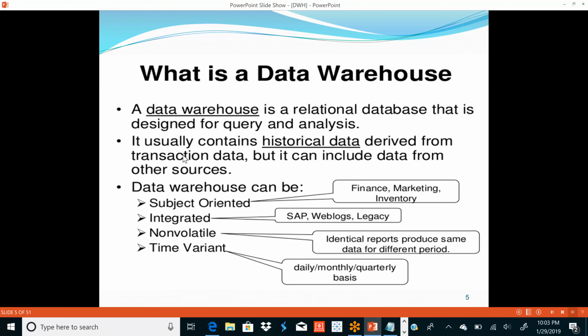And then, as we already discussed, a data warehouse is a relational database that is designed for query and analysis purposes. So it usually contains historical data derived from transactional data, but it can also include data from other sources, that is, external systems. So, is it clear on this point, what is a data warehouse?